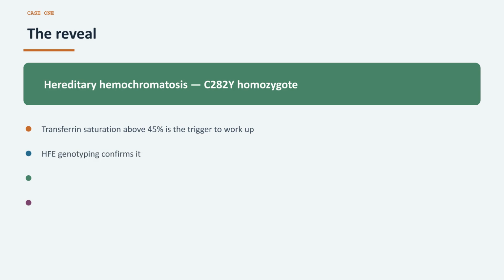Confirm with HFE genotyping. His ferritin is well above 1,000 nanograms per milliliter, so a liver biopsy is indicated to measure the iron index and to stage fibrosis. Then start weekly phlebotomy. His diabetes, his knuckles, and his skin all come from the same iron.